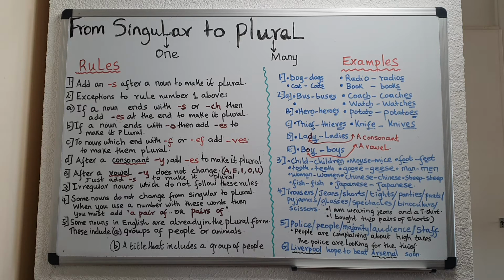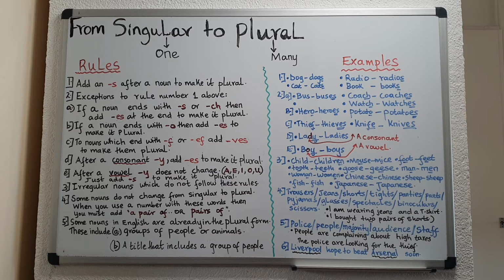So you have one dog and then you have many dogs. You have one radio and then you have many radios. You have one cat and then you have many cats. You have one book and then you have many books. So that's the general rule, that if you want to change a noun from singular to plural, you simply add an S at the end of the noun.